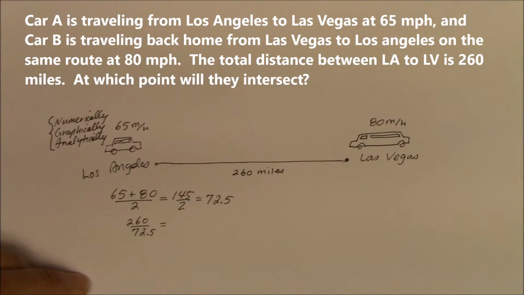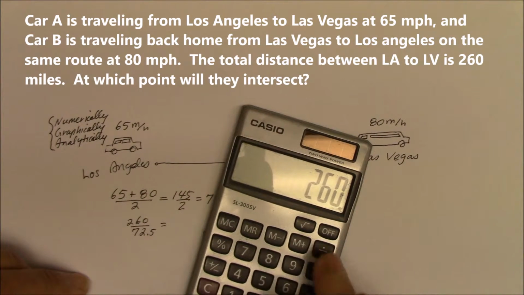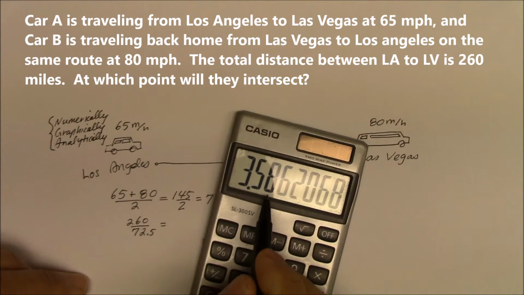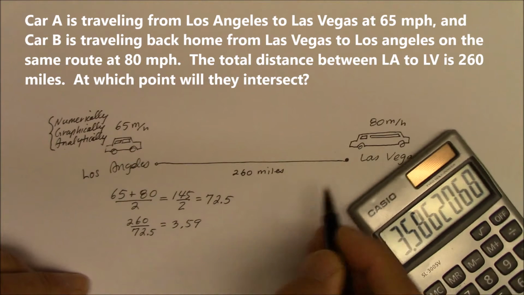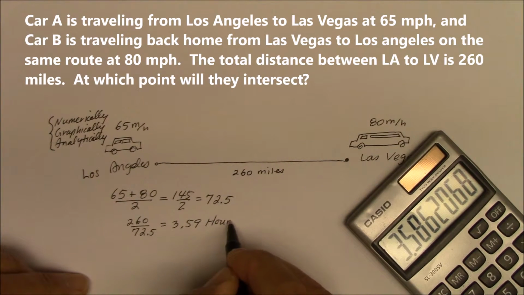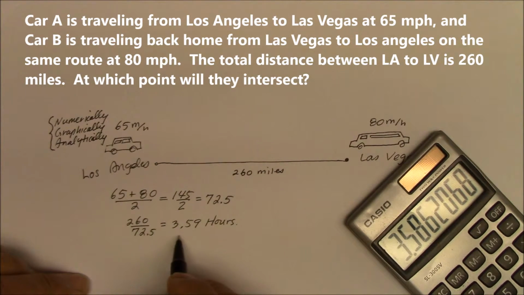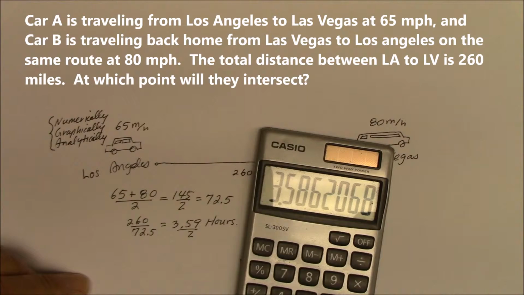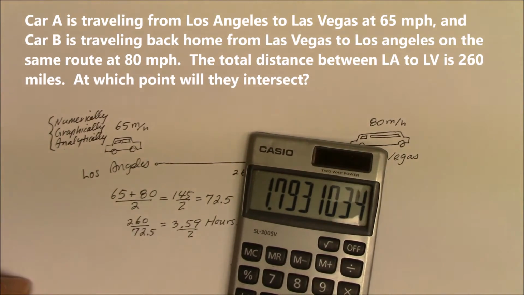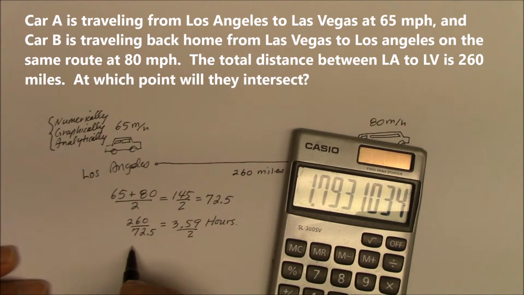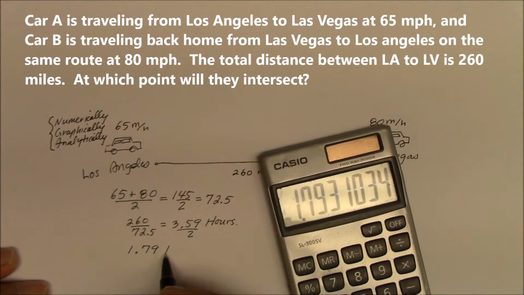260 divided by 72.5 is 3.586. So maybe we could just call it 3.59, rounded up. So about 3.59 hours for both cars. But now, of course, there are two cars, so we have to divide that by 2. It turned out to be 1.793, so round it to two decimal places. So it was about 1.79 hours.